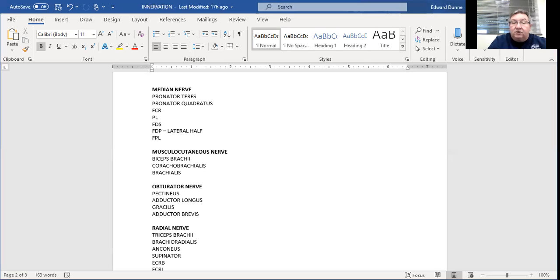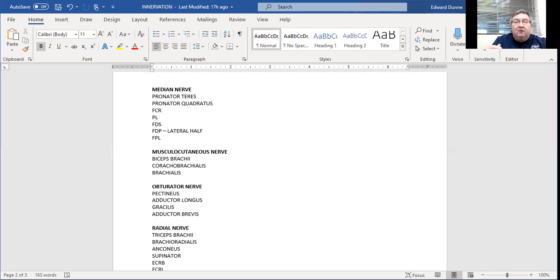Now, the first two, pronator teres and pronator quadratus, well, those are the pronators of the forearm, the muscles that bring the palm downwards. But pronator teres has an origin on the humerus and an insertion onto the radius. So it actually crosses the elbow, which means it actually has a flexion component at the elbow. It's not a major mover of elbow flexion.